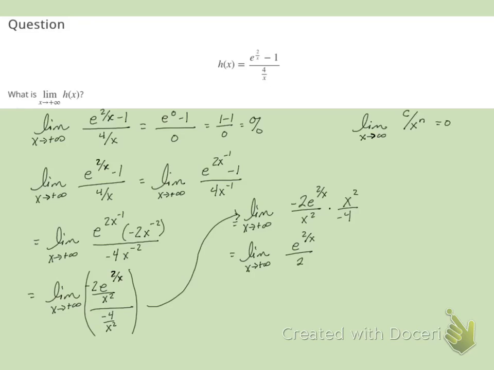So again, we know that the limit as x goes to positive infinity of that 2 over x is 0. So when I use direct substitution again, I'll have e to the 0 power over 2, and e to the 0 power is 1, giving me an answer of 1/2.